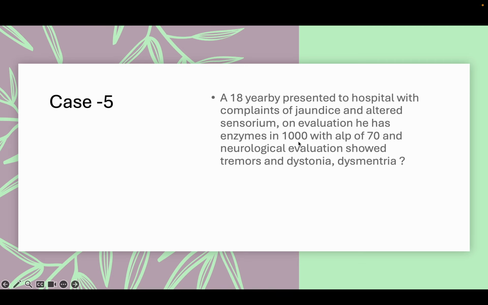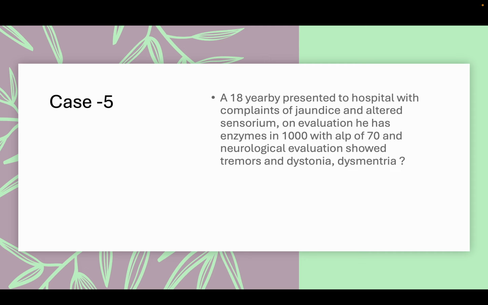Case 5: an 18-year-old patient presented to hospital with complaints of jaundice and altered sensorium. On evaluation, he was found to have enzyme elevation, with neurological symptoms showing tremors, dystonia and dysmetria. So this patient presented with jaundice and neurological and psychiatric manifestations, dystonia, dysmetria, and his enzyme elevation is in the 1000s.